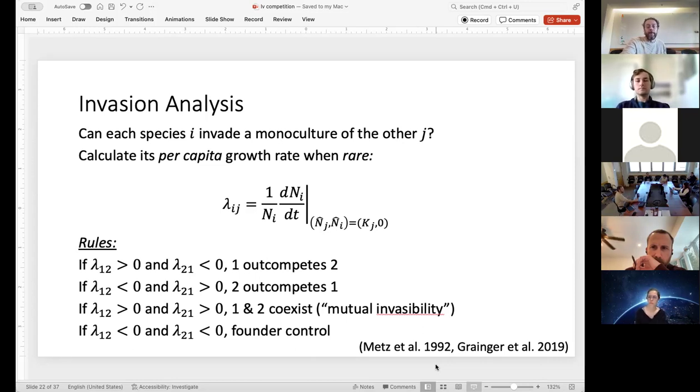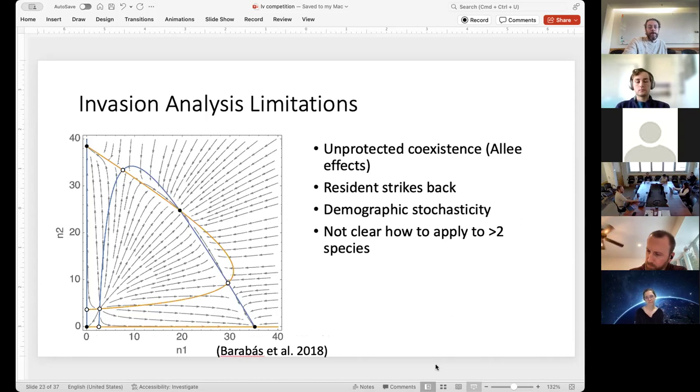These rules are perfect for two-species Lotka-Volterra competition. This is totally correct, but there are a few ways this can go wrong. So here's one way. In both senses, you can make examples where invasion doesn't mean a species is going to persist, and you can make cases where a species can't invade, but maybe it could coexist.